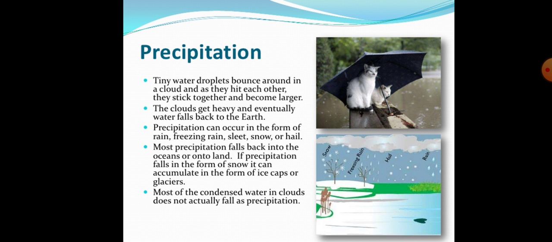The next one is precipitation. Tiny water droplets bounce around in a cloud and as they hit each other they stick together and become larger. The clouds get heavy and eventually water falls back to the earth. Precipitation can occur in the form of rain, freezing rain, sleet, snow, or hail. Most precipitation falls back into the oceans or onto land. If precipitation falls in the form of snow, it can accumulate in the form of ice caps or glaciers. Most of the condensed water in clouds does not actually fall as precipitation.